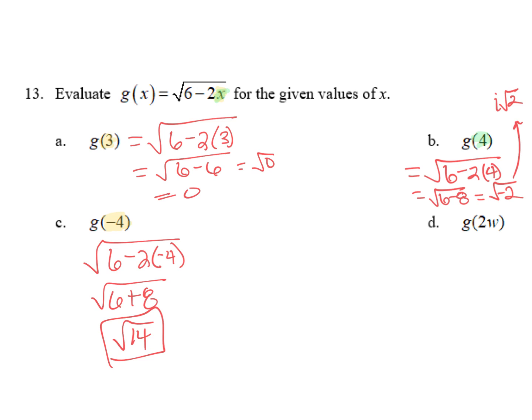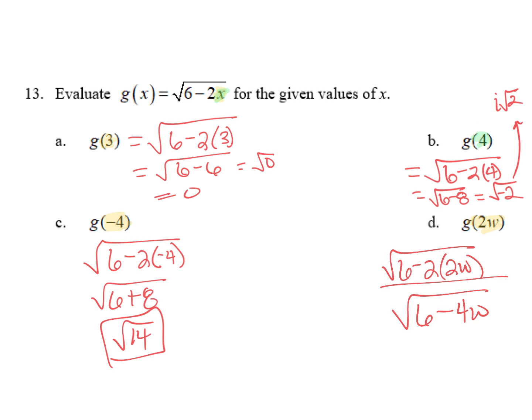And then lastly, g of 2w means I'm going to do the square root of 6 minus 2 times 2w. So that's going to give me the square root of 6 minus 4w, and I can't simplify that any further, so that's my answer.